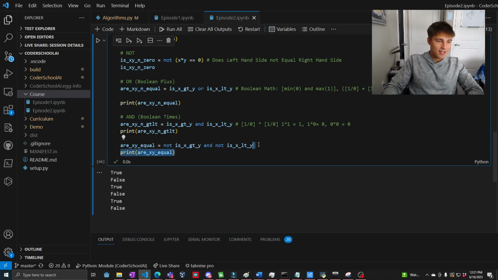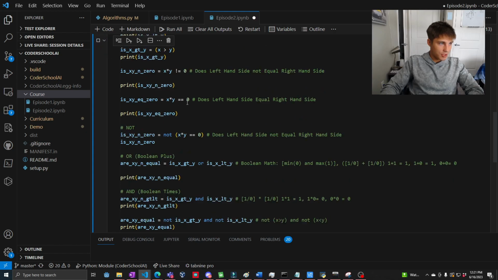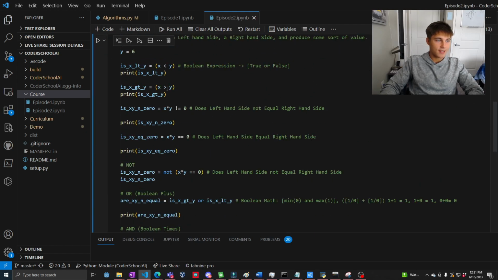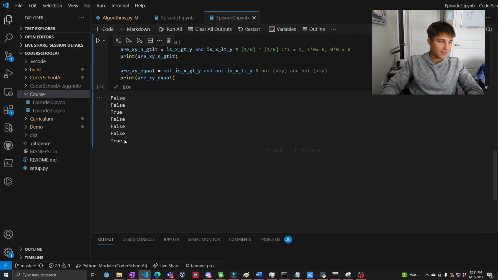Isn't this basically saying, okay, not x greater than y and not x less than y, right? That's kind of what this is saying here, right? So if I print this out and they're not equal to each other, I should see that this should be false, right? Because x being equal to 5 is not equal to 6. But let's do something quick here and change that. If we come back down here, we should see that this is true, right?